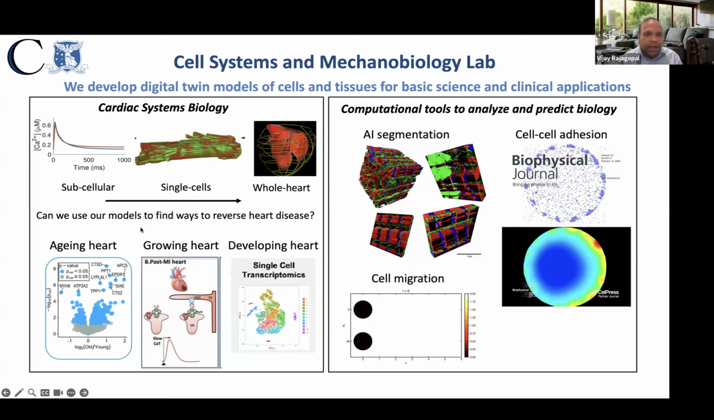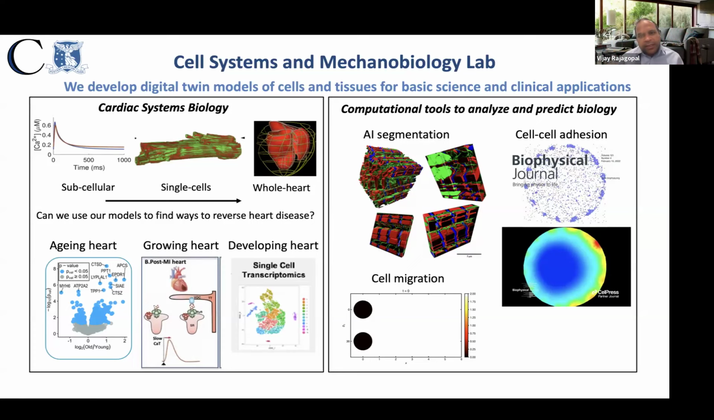We've been working on how the human heart ages, how the heart grows, what are some signaling processes that govern heart growth. And we've just started a project on developing heart with a colleague at Monash, but we won't have time to go through all of that. But just to give you a flavor of what the broad scheme of research is, I wanted to lay this out.